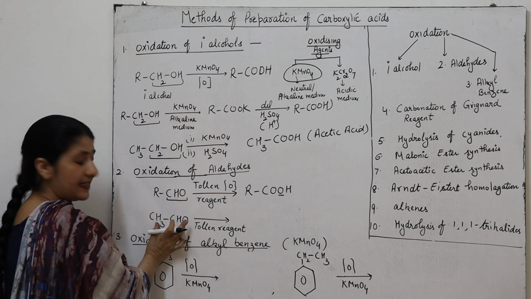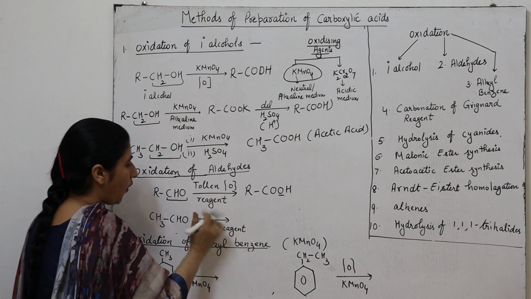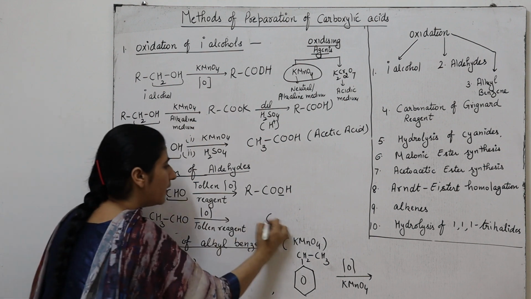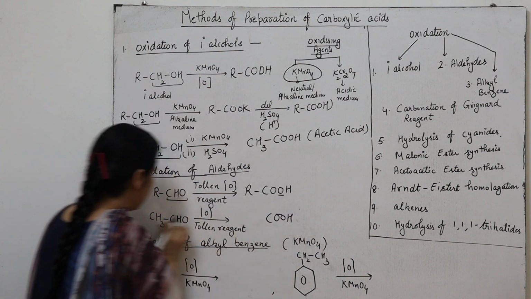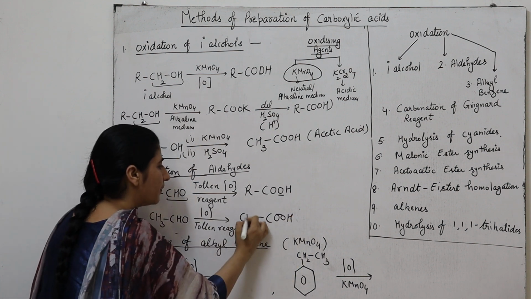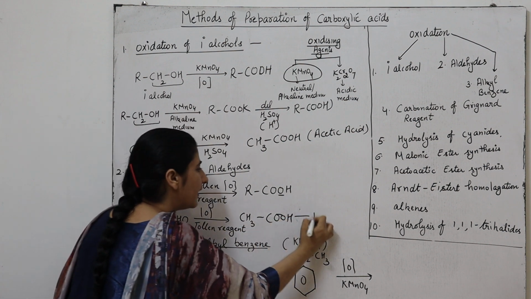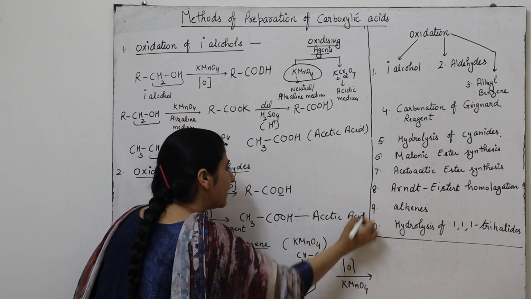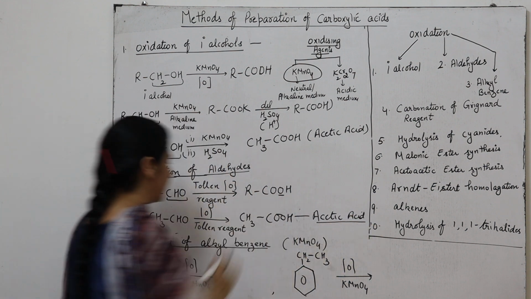So this is acetaldehyde. When it undergoes oxidation, this aldehyde is converted into a carboxylic acid along with the methyl group. So here we again get acetic acid. So this is the second method of preparation of carboxylic acid.